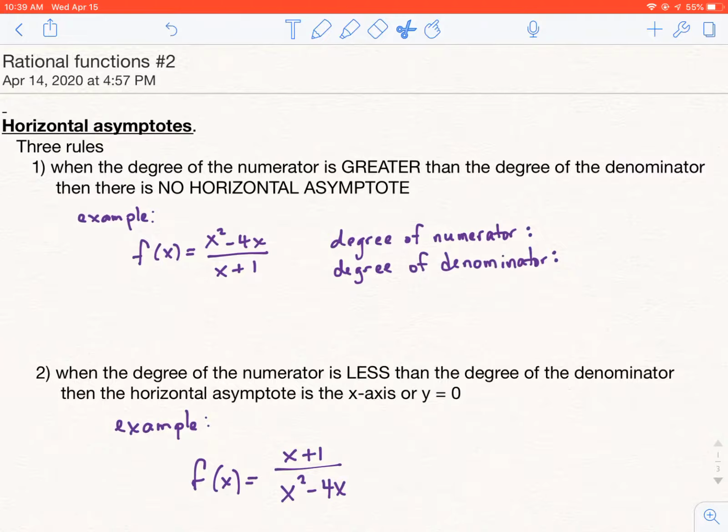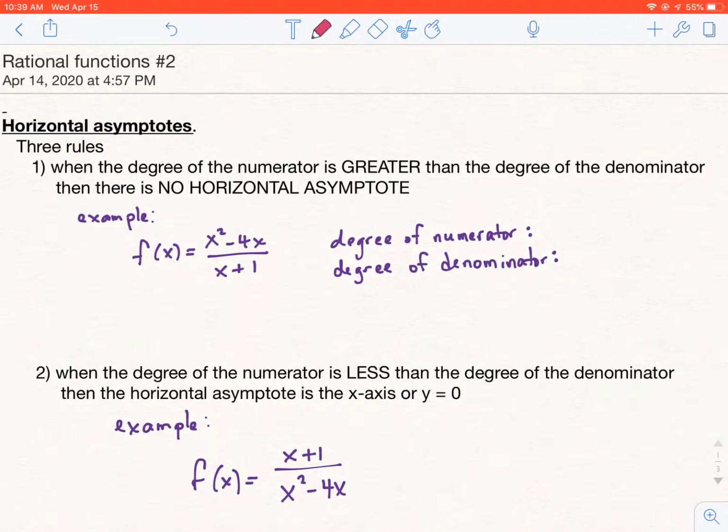So, when the degree of the numerator is greater than the degree of the denominator, there is no horizontal asymptote. It's oblique, they call it in the book. If you read that, oblique just means it's neither horizontal nor vertical. It's at an angle. But we don't care about that. We just care about horizontal and vertical.